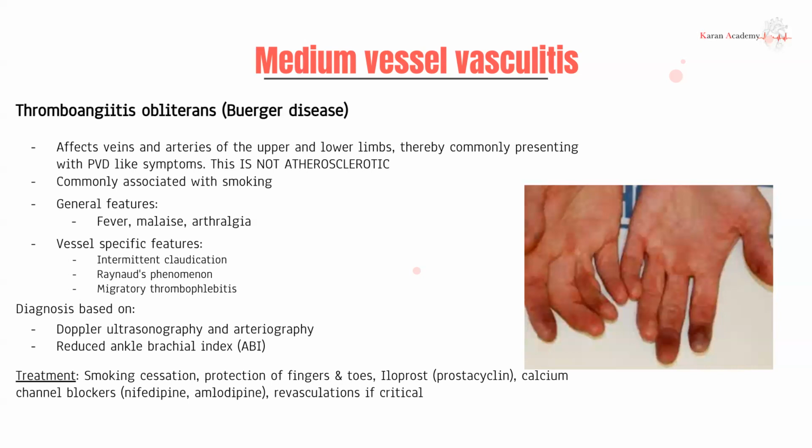So the diagnosis is based on a Doppler ultrasound and arteriography, and that's going to show the areas of stenosis. And you can also do something called an ABI, an ankle brachial index, basically measuring the blood pressure difference between the arteries in the ankle and your upper arm. And it's quite similar to what we do with peripheral vascular disease. Even with PVD, you would have a reduced ankle brachial index.